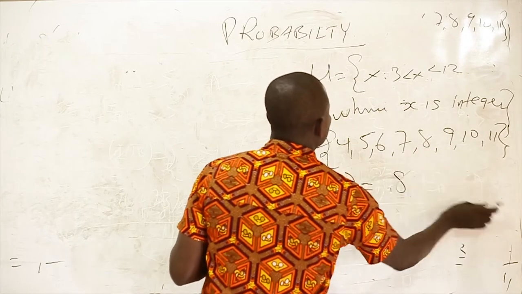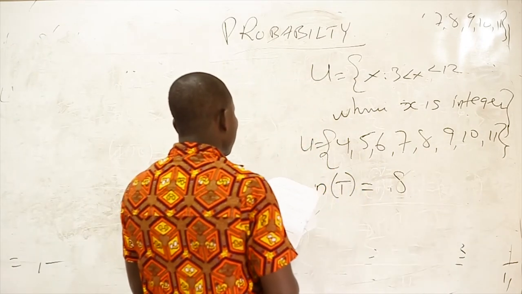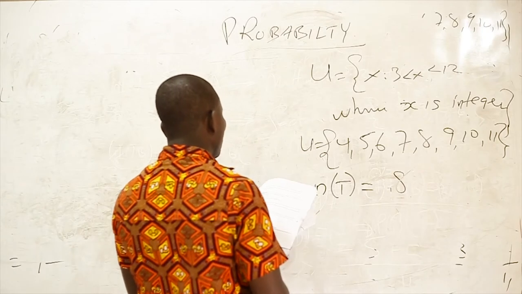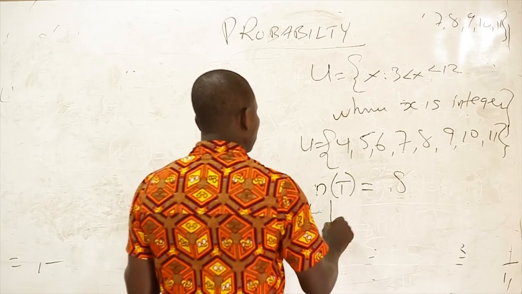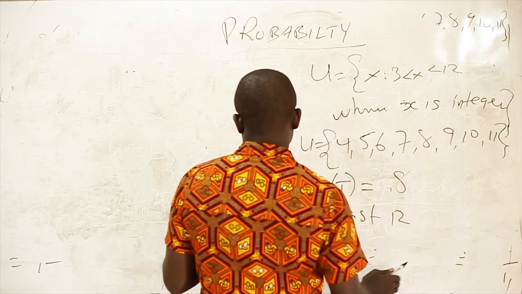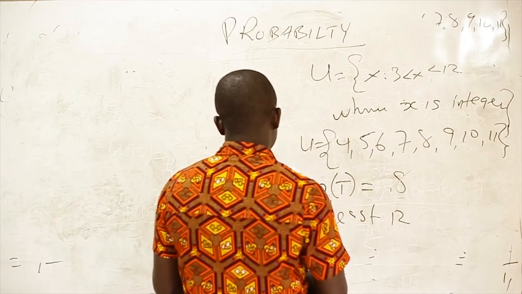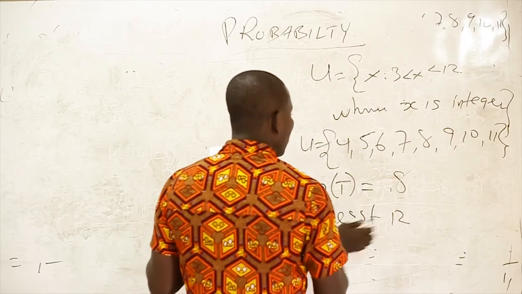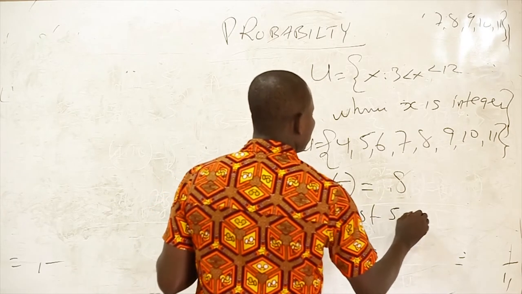1, 2, 3, 4, 5, 6, 7, 8. The total is 8. And he's asking us the probability of getting at least... Sorry, at least 5. The least is 5.